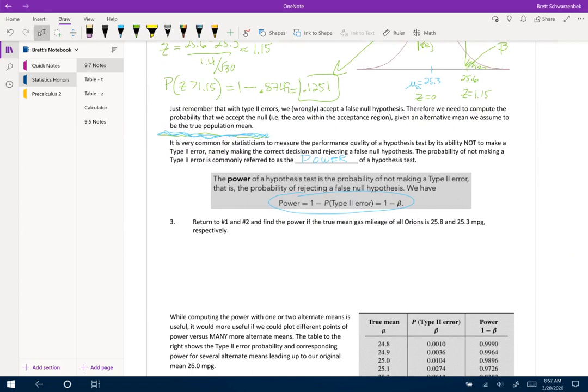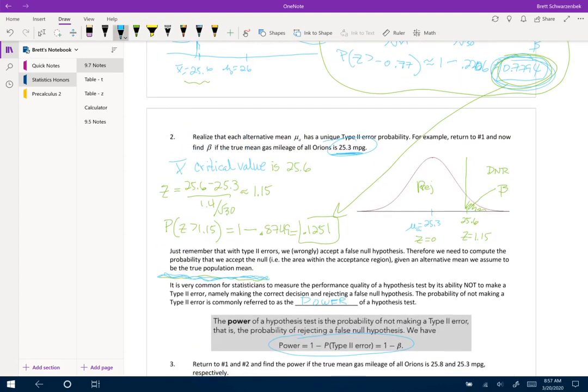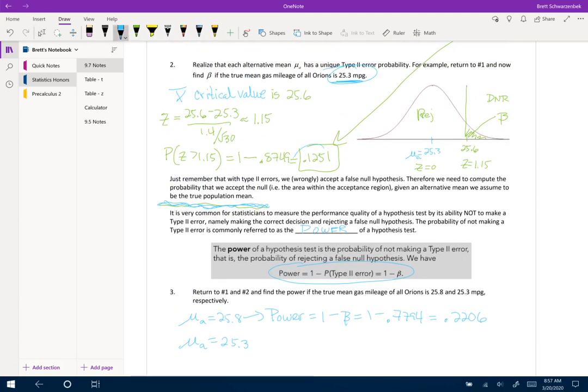So let's do that. For when the alternate mean was 25.8, the power is going to be equal to 1 minus beta. Beta in that scenario, if you recall, was 0.7794. A little bit of calculator work, and you're going to get 0.2206. What if the alternate mean was 25.3, which was our other example? That'll end up being 0.1251.